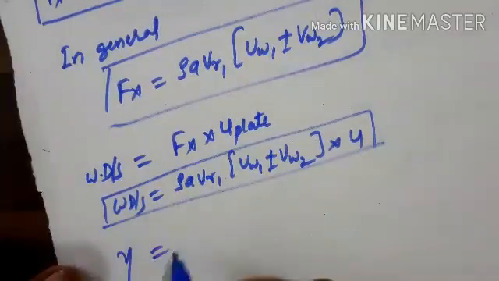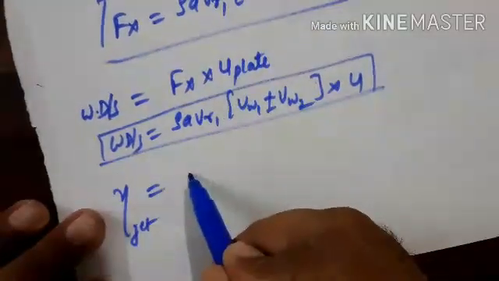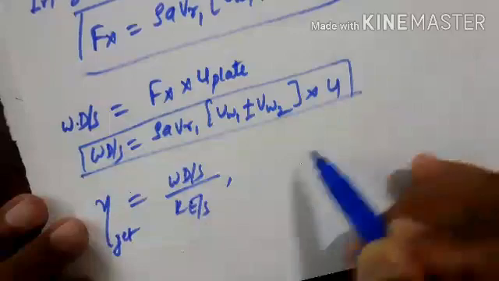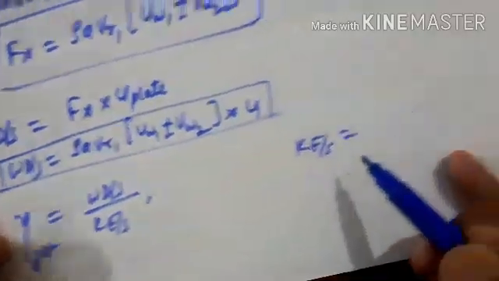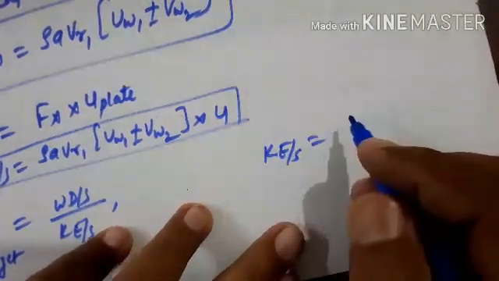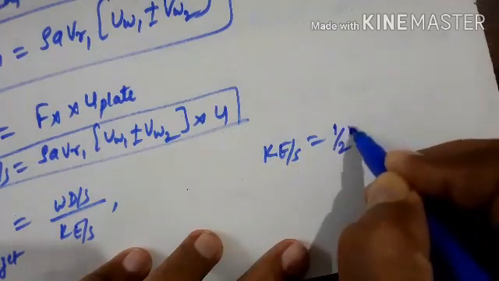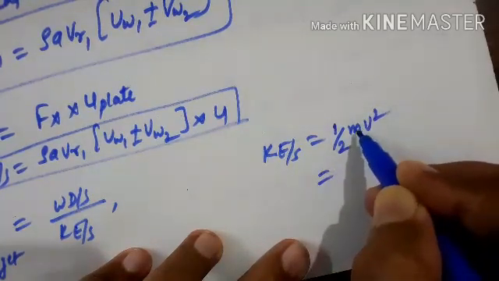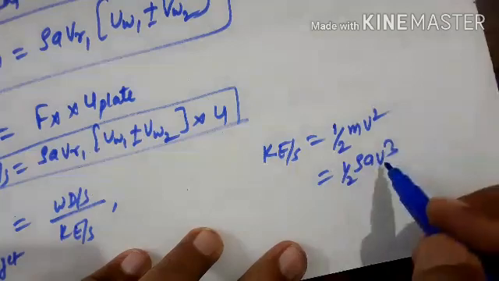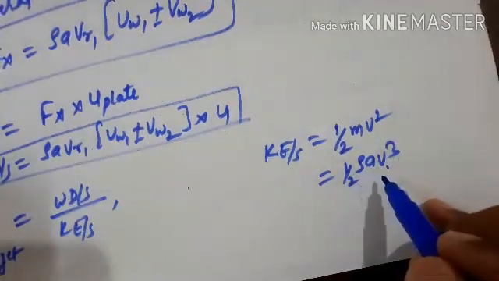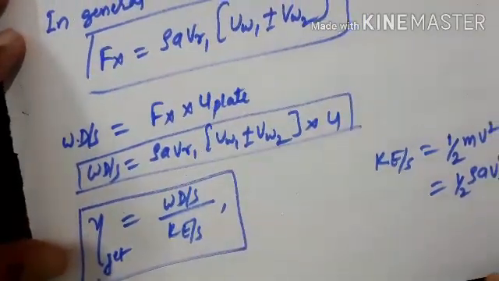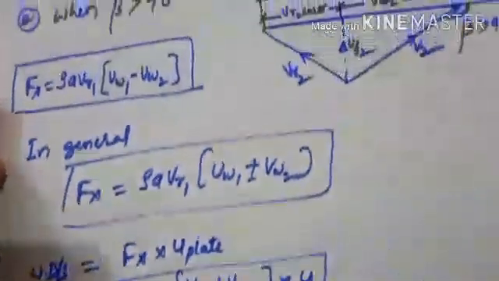Then efficiency of the jet. If you want to calculate the efficiency of the jet, then it is work done per second, the output, divided by the input, kinetic energy per second. And kinetic energy per second, as usual, is half m v square. This is the formula, but per second we get half rho A v cube. With this you calculate kinetic energy per second, then work done per second is this one, then finally you get the efficiency. I hope you understood this derivation. So the derivation here is very important.